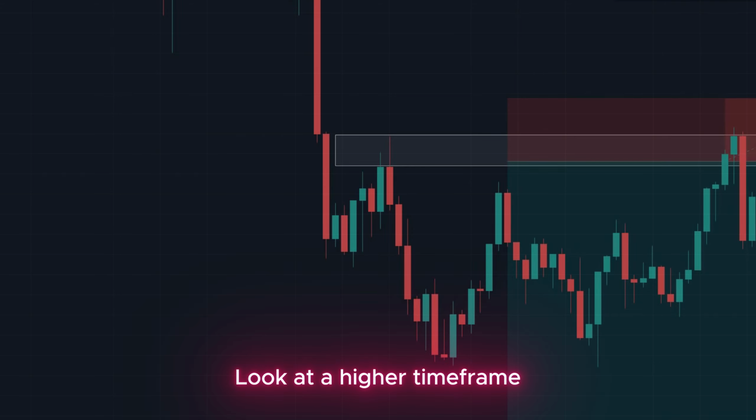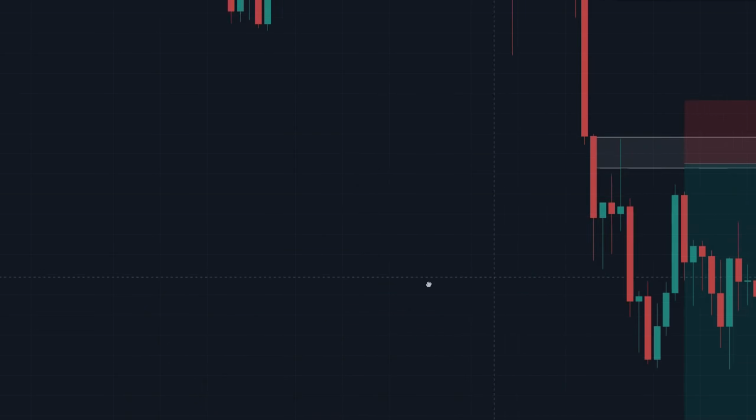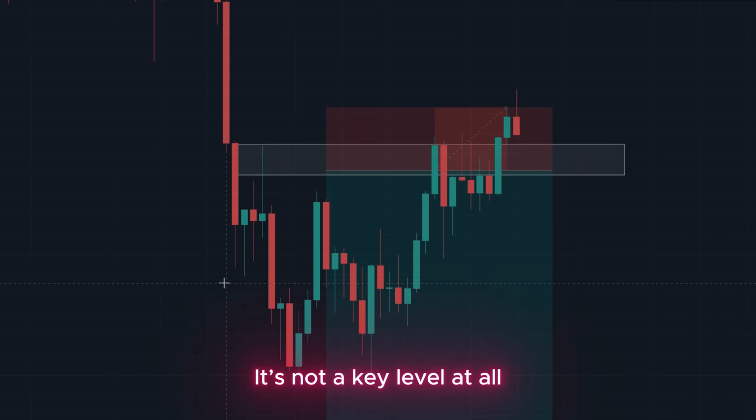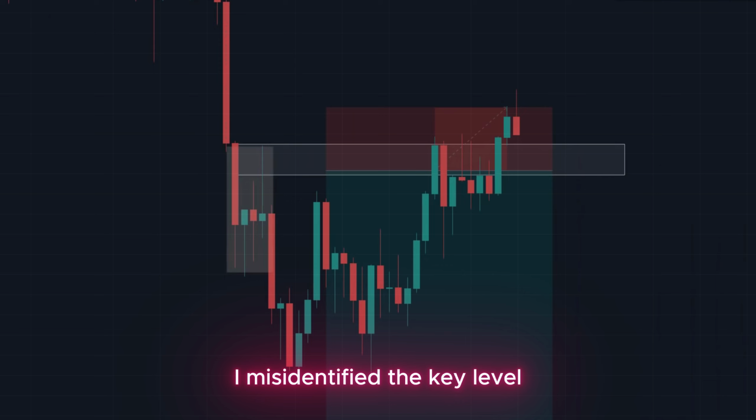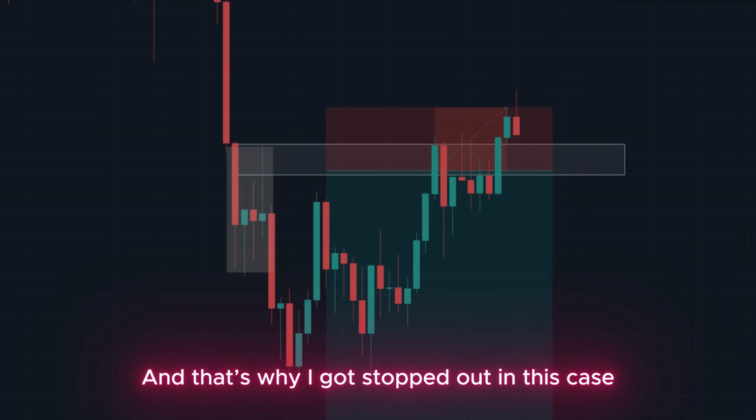Look at a higher time frame. Just one time frame higher, the 30-minute time frame. It's not a key level at all. I misidentified the key level. And that's why I got stopped out in this case.